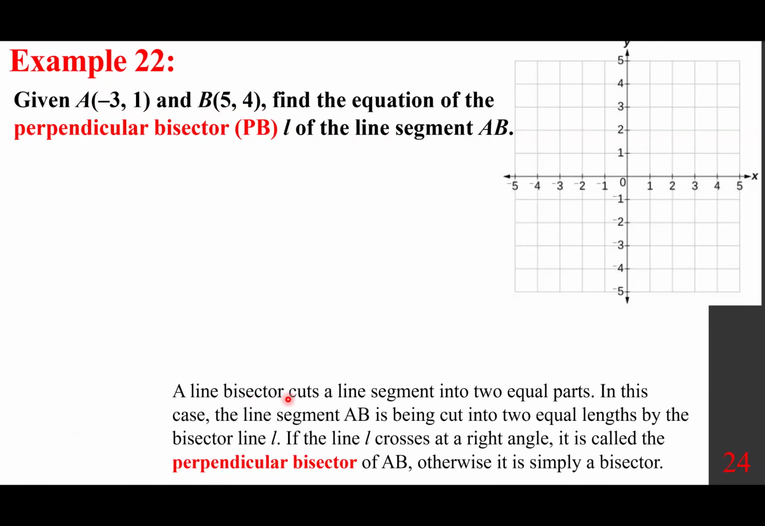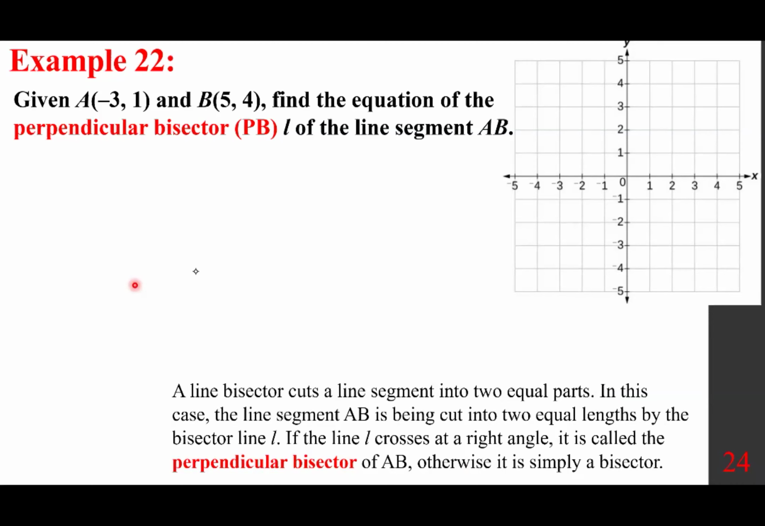A line bisector cuts a line segment into two equal parts. In this case, the line segment AB is being cut into two equal lengths by the bisector line L. If the line L crosses at a right angle, it is called the perpendicular bisector of AB, otherwise it is simply a bisector.